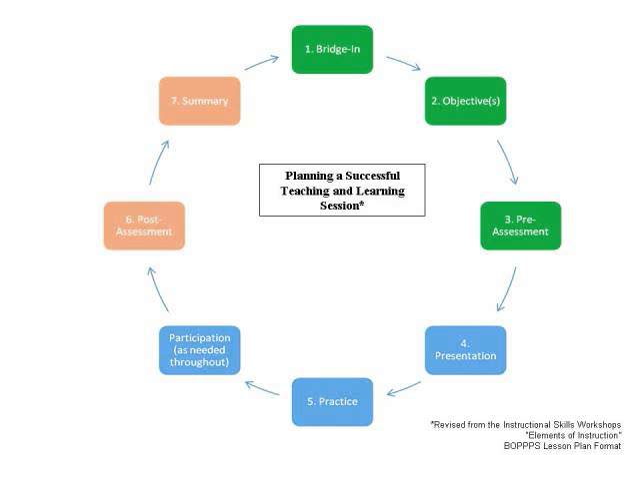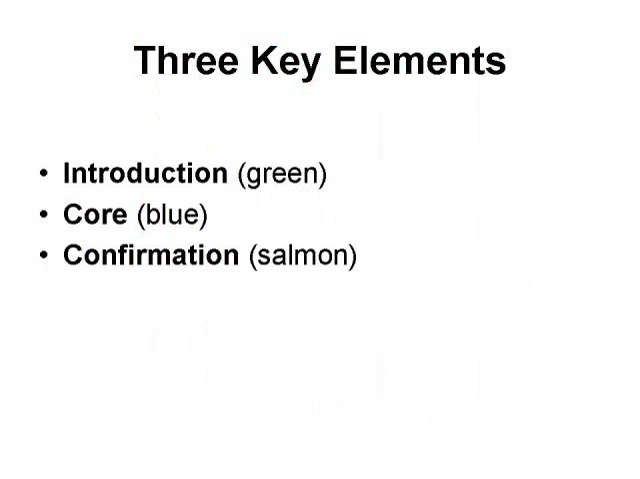So I'm going to go through each area turn by turn, but it starts off with a bridge into the lesson, giving the students the objectives, doing a pre-assessment to find out where they're at, delivering a presentation, providing practice and participation, doing a post-assessment, and finally summarizing the learning for the day. If you prefer to look at things in broader categories, these can be collapsed into an introduction to the lesson, core delivery of the lesson, and confirmation of the lesson for the students. Those are the three key elements of a BOPPS lesson: an introduction, core, and confirmation.